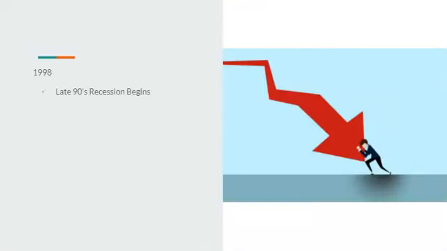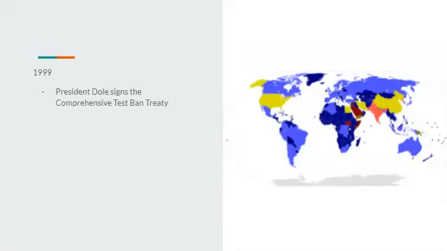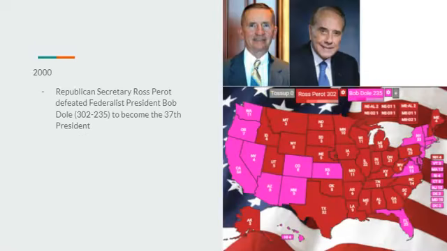In 1998, the late 90s recession does begin, as the United States typically does go through a recession every once in a while. So this occurs. 1999, President Dole would sign the Comprehensive Test Ban Treaty, so the United States wouldn't test nuclear weapons. And we have the 2000 election.